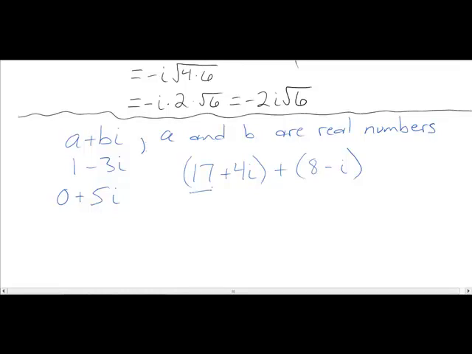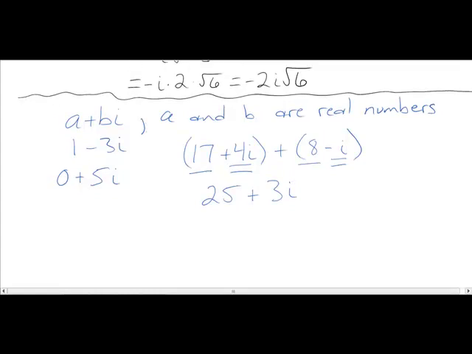Well, you've got a 17 and an 8. Those can be combined to make 25. And then you have a positive 4i and a negative 1i. Well, 4 minus 1 is 3. So, yes, it really is that simple. When you're adding complex numbers, you're just combining the real parts and the imaginary parts, and there's your answer, 25 plus 3i.